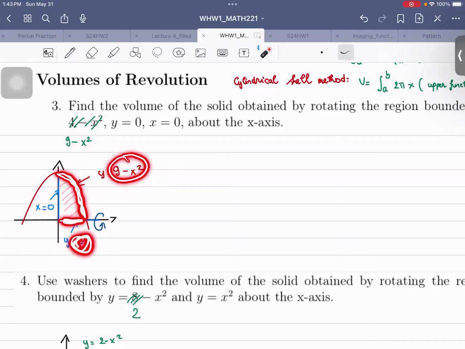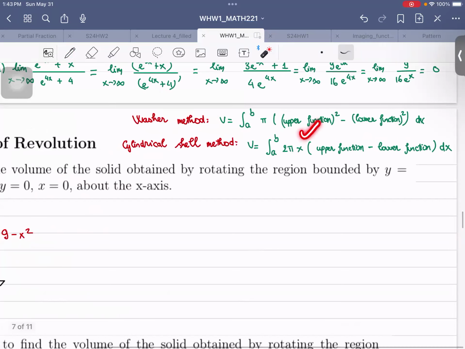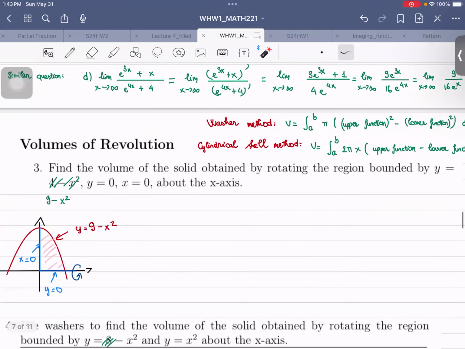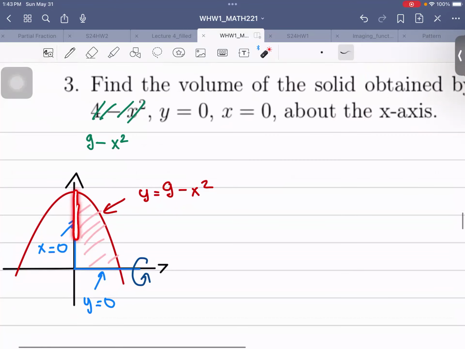Okay, this is 0. So we know the upper function, we know the lower function. So the only thing we need to find is the lower bound and the upper bound. So technically, this is the lower bound, right? This is the lower bound, and it's given by the value 0. So you need to find the upper bound. I would say that the upper bound is this point. Okay, this is the upper bound.